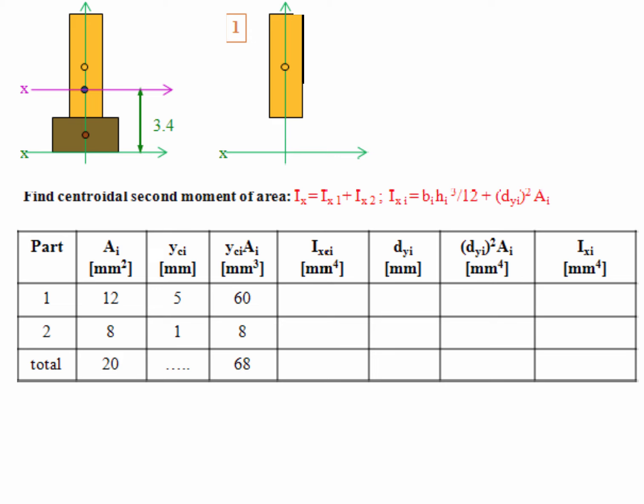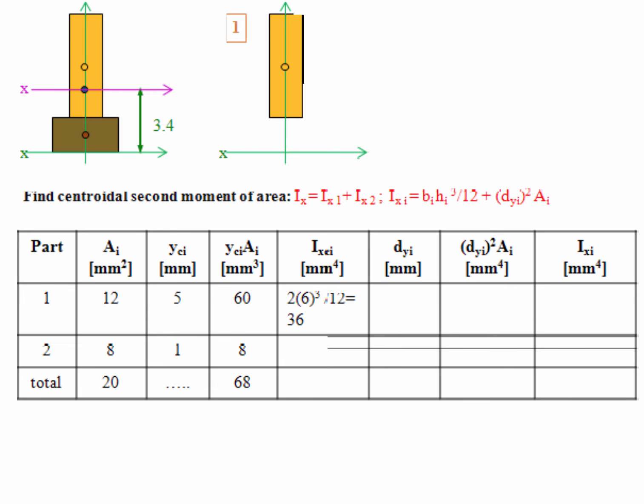First we find the second moment of area 1 about its own centroid. As a rectangle, its second moment of area is base times height cubed over 12. Here we show the distance between the centroid of area 1 and the centroid of the whole figure. And we enter that distance into the table as d sub y of part 1.